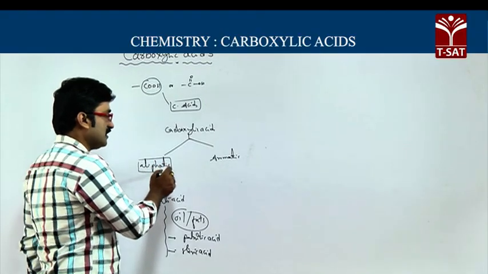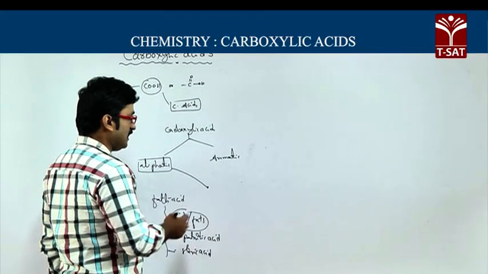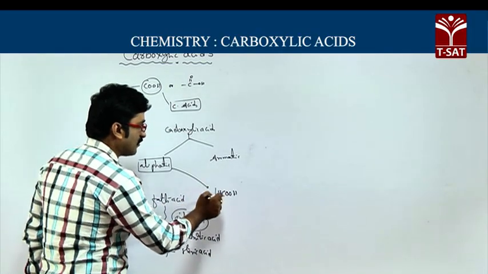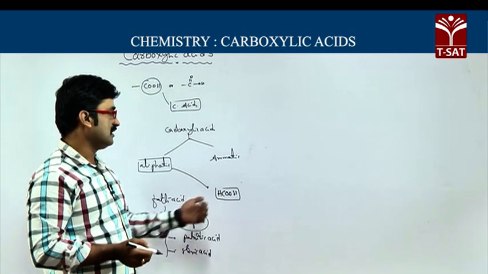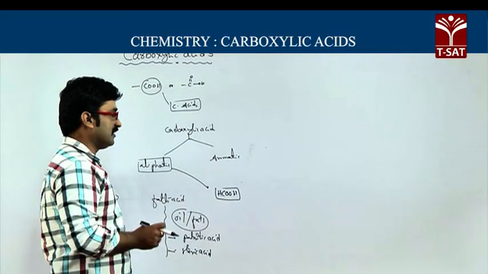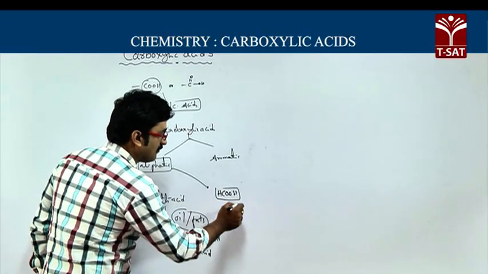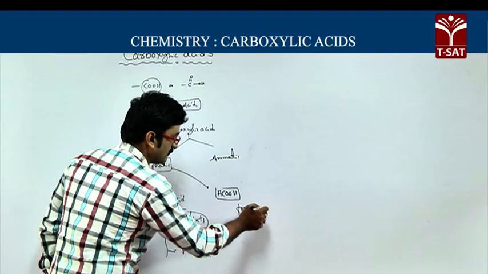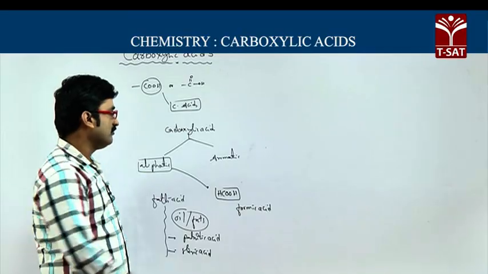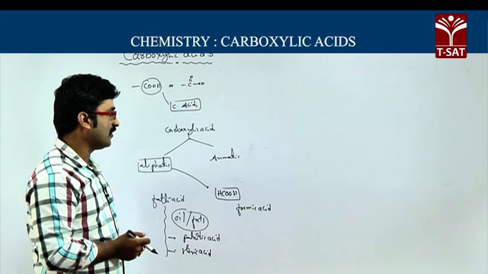Next, the first example of an aliphatic carboxylic acid is HCOOH. The common names of aliphatic carboxylic acids are obtained from their source. The source of HCOOH is red ants, so its common name is formic acid, because it is isolated from red ants.